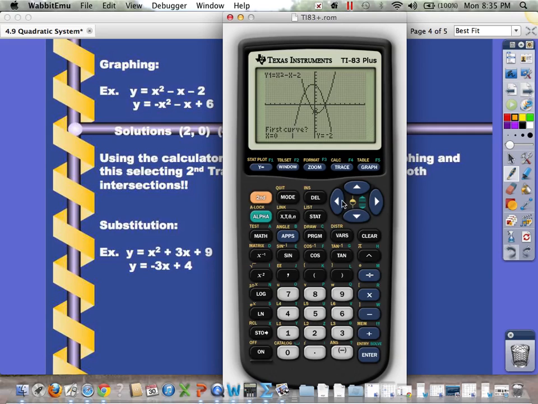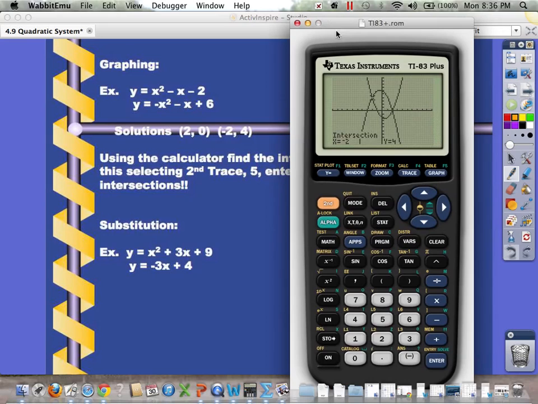And you put the little spider guy, mouse person, I don't know what you want to call it, but you put the little thing near the intersection and hit enter, enter, enter. And it should tell you this particular intersection right here is at -2, 4. Okay? So -2, 4, which I've got that here. All right, and then I need to do it again to get that intersection.